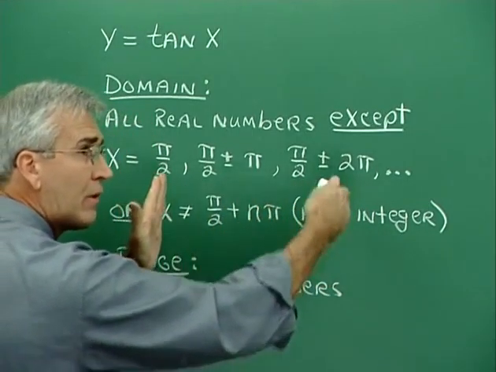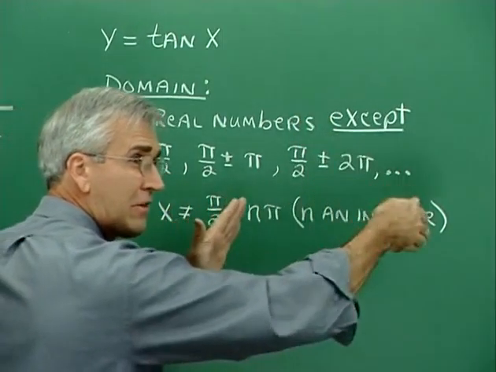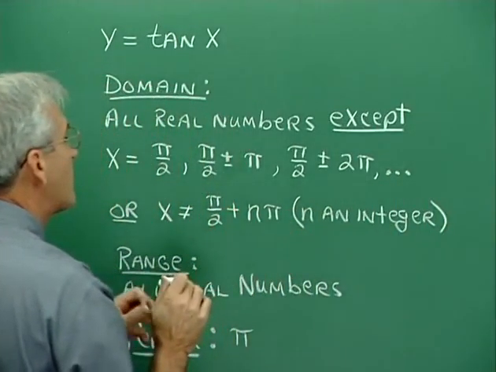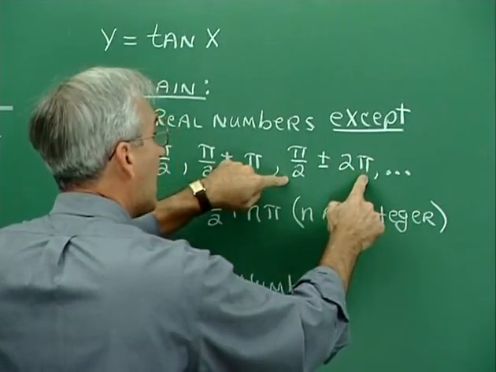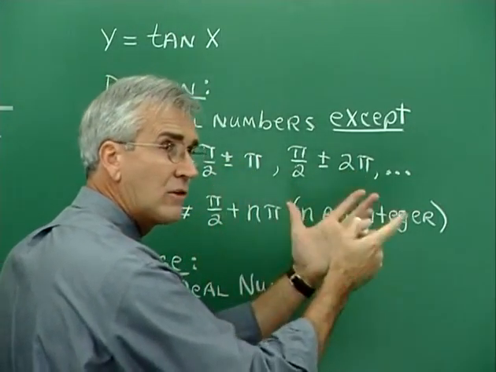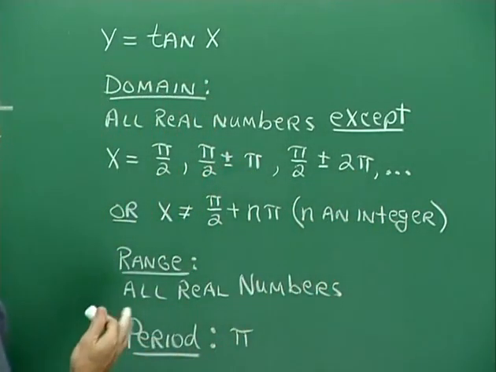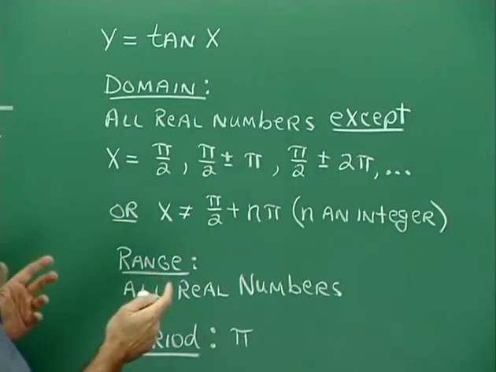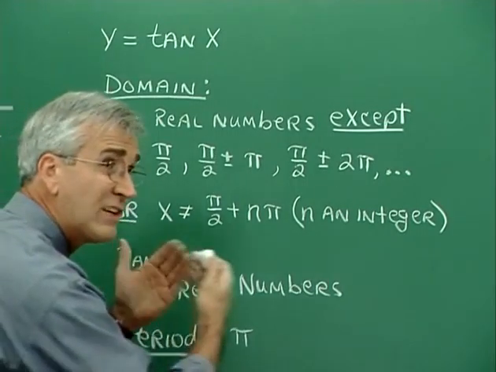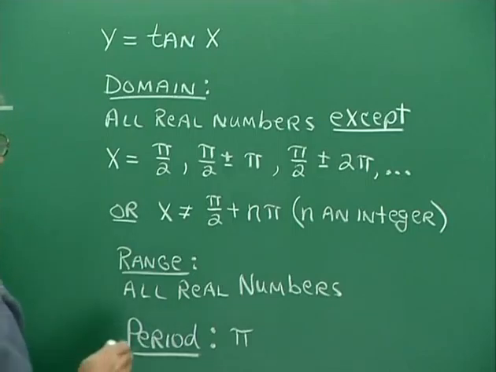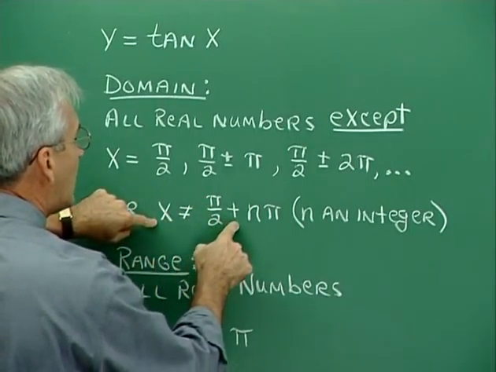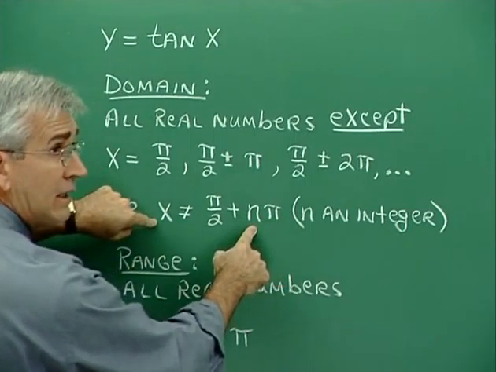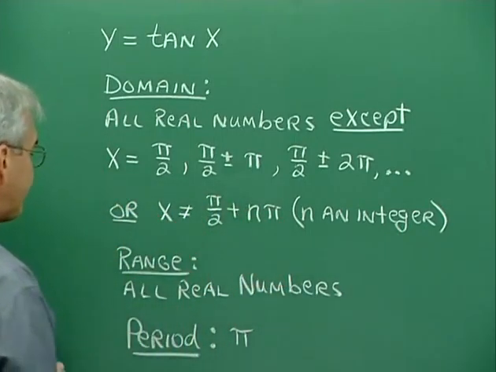And at the end of the period we have another asymptote, and then another, and another, forevermore. So it's pi over 2 plus or minus pi, pi over 2 plus or minus 2 pi, pi over 2 plus or minus 3 pi, and so on. But more generally, we just list the exceptions for the domain. We would say x is not equal to pi over 2 plus n times pi, where n is an integer. That's the simplest way to do it.